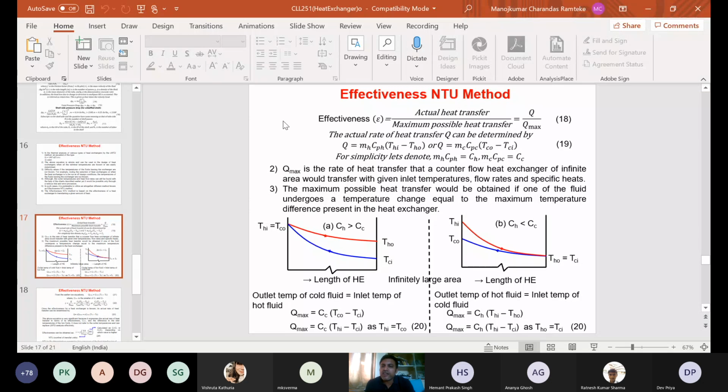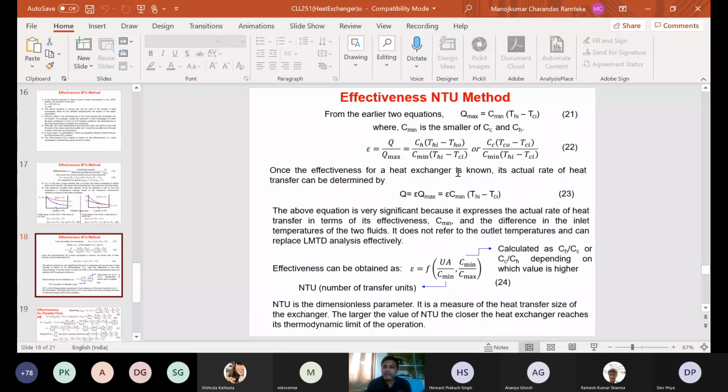How is effectiveness defined? Effectiveness is defined as actual heat transfer divided by the maximum heat transfer. So maximum heat transfer is based on what? Whatever is the maximum temperature difference present in the heat exchanger, based on that you calculate the Q max. Okay, so that is what we have seen. Again, this is how epsilon is defined, isn't it? Q by Q max: actual heat transfer divided by the maximum heat transfer possible.